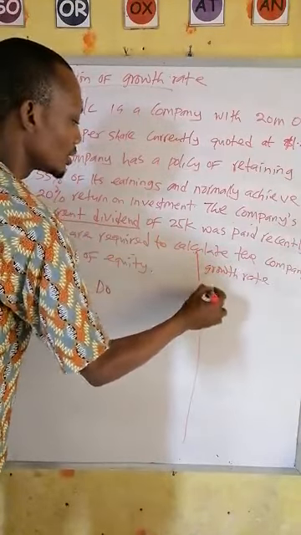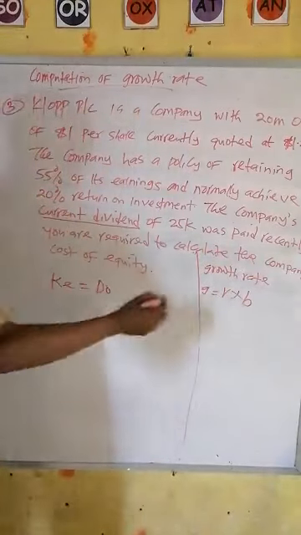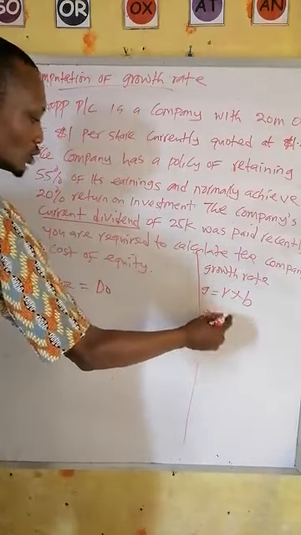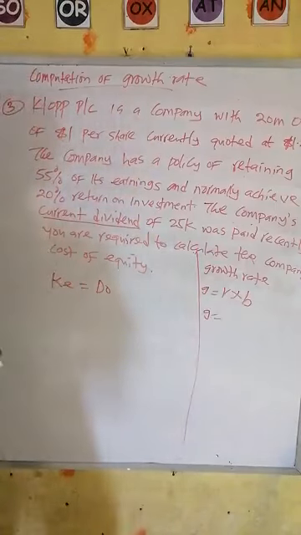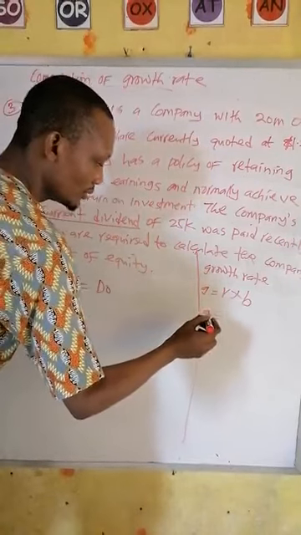So G is equal to R times D. That is Dividend Growth. Using Dividend Growth, our G, which is the growth rate, is equal to R. What is R? R is return on investment.